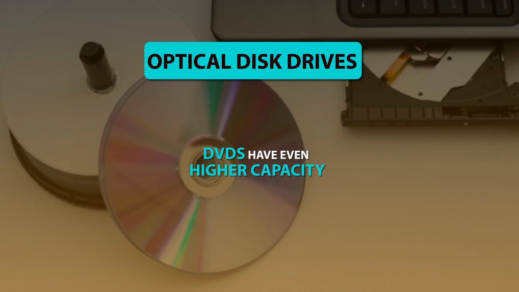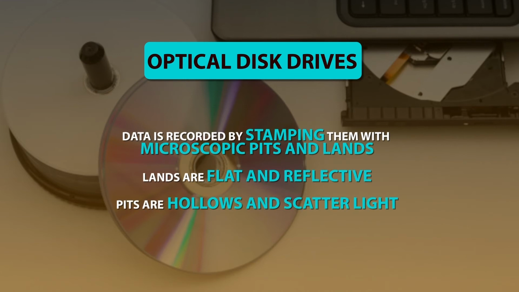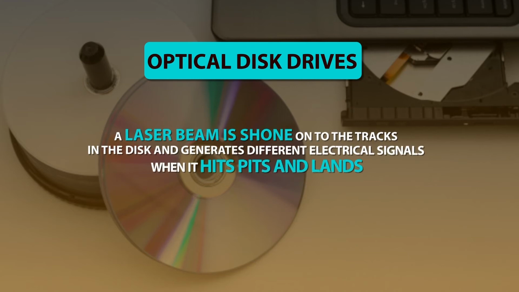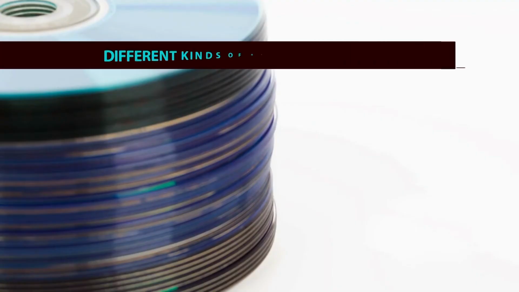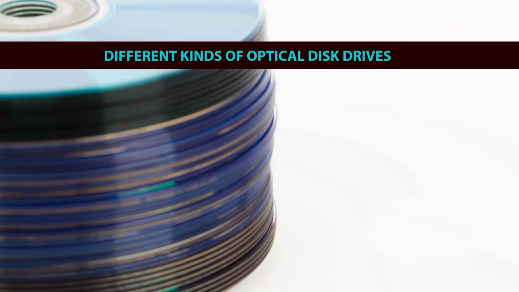DVDs or digital video discs have larger capacity than compact discs, and data is recorded on them by stamping them with very small microscopic dots called pits and lands. Lands are portions which are flat and reflect light. Pits are hollows and they scatter light. So, when a laser beam is shone onto the tracks in the disc, it generates different electrical signals when it hits pits and lands, and this way you are able to encode the information on the disc with zeros and ones.